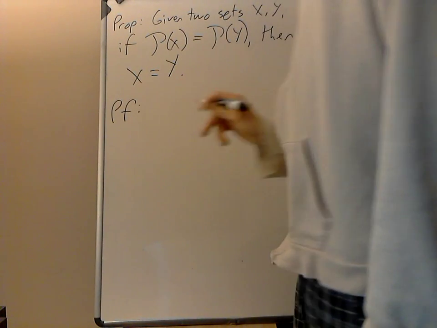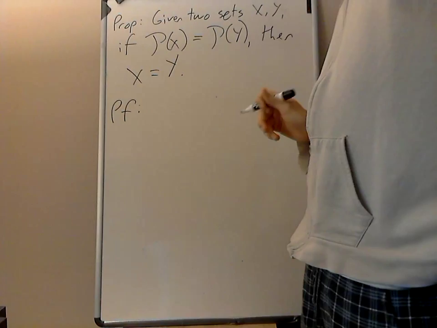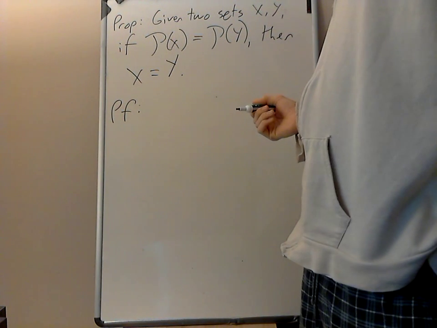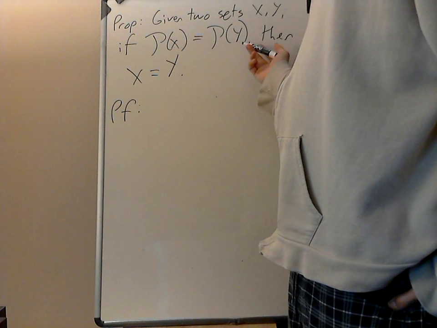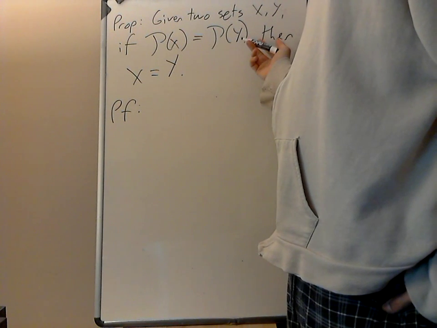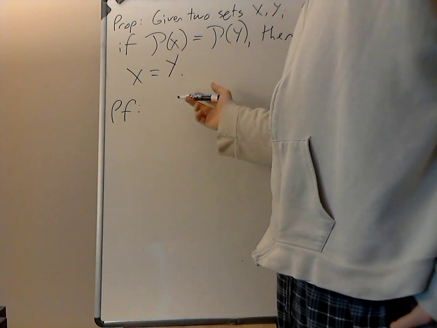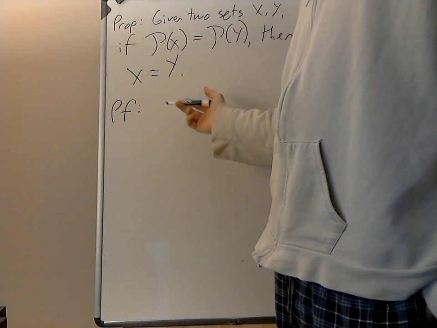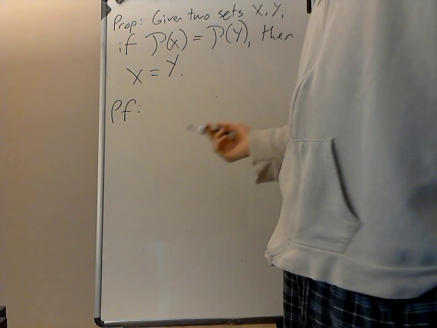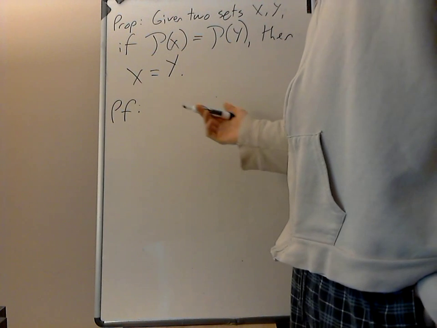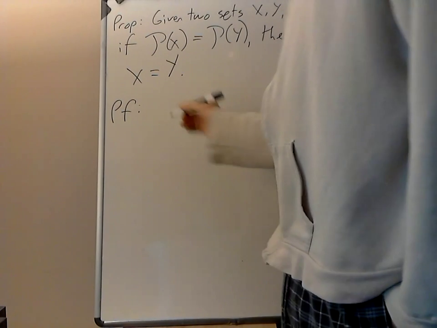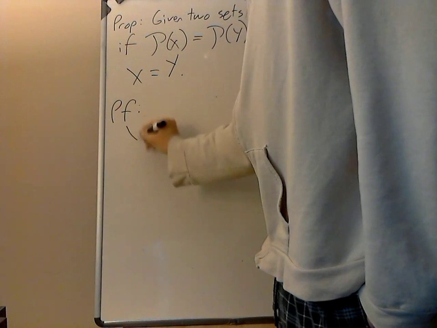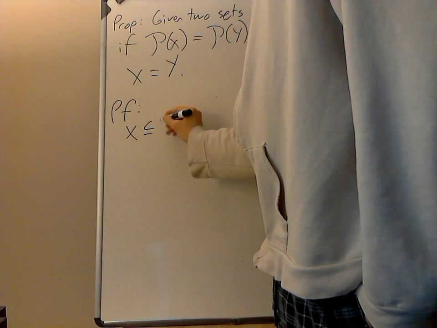Okay. So again, here we have as our start that the power set of x is equal to the power set of y, and to end we want x equal to y. In pretty much any set equality proof, we're going to want to prove that x is a subset of y and that y is a subset of x. So let's start with the x is a subset of y step.